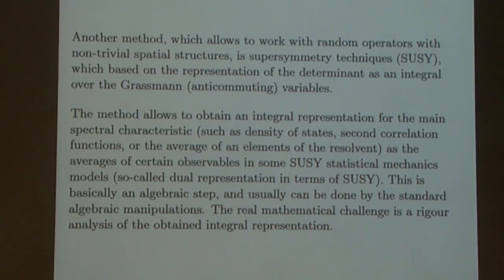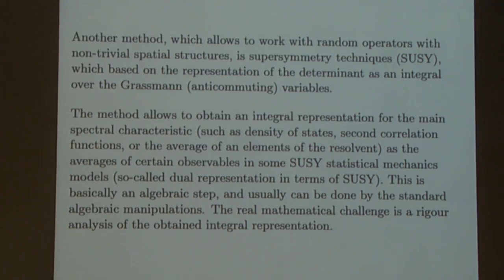Okay, so another method which allows to work with the random operators with non-trivial spatial structure is the so-called supersymmetry technique. I'm not going to tell much about this here, but that is a technique which is based on representation of the determinant as an integral over some formal Grassmann variables, so anti-commuting variables. It's a technique that allows you to obtain a convenient integral representation for main spectral characteristics such as Green function, density of states, correlation function, determinants, or some other stuff like that. And the representation that you can get using that technique is somehow an average of certain observables in some kind of statistical mechanics model. I'll show a little bit later how this model looks like.